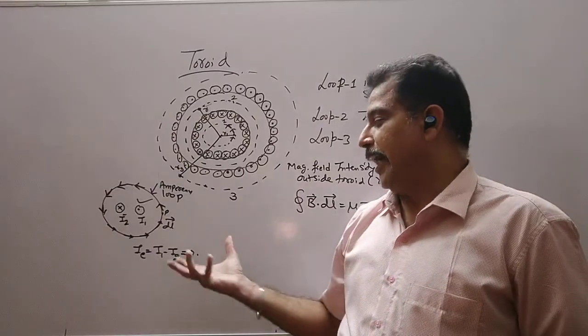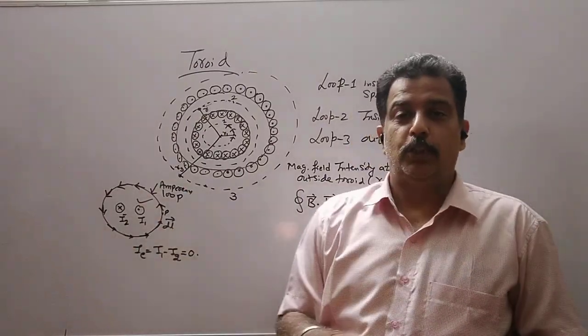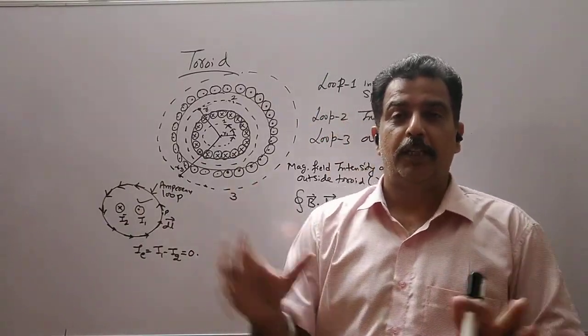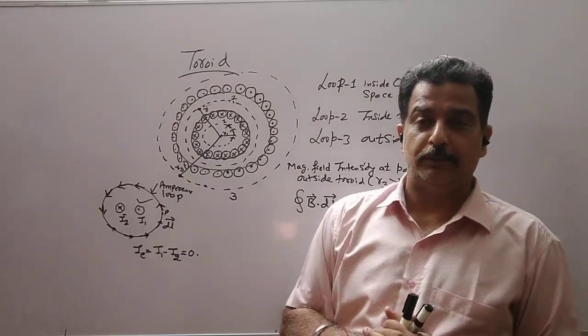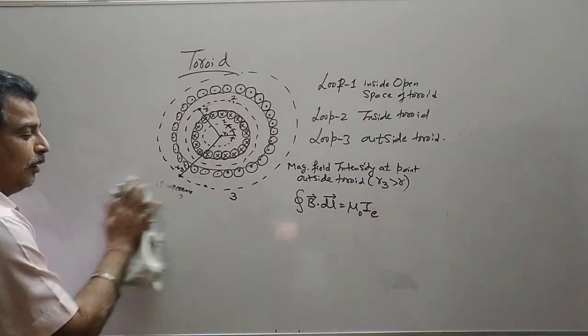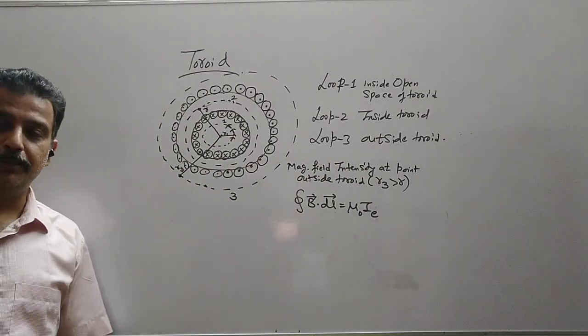So either you take I enclosed equal to 0, or, if the point is outside the two wires and the currents are flowing in opposite directions and the magnitude of the current is also the same. Otherwise, you take I1 minus I2. Now let us come to this situation. Here also the situation is the same.